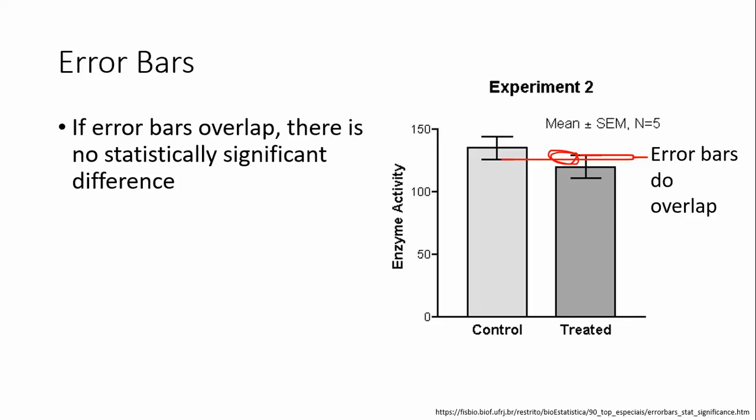So the most common thing you'll be asked about error bars is whether there is a statistically significant difference, or what these error bars mean. And this phrase right here, statistically significant difference, is super important. So if you're asked about error bars or what error bars mean, that is very important to include in your answer.